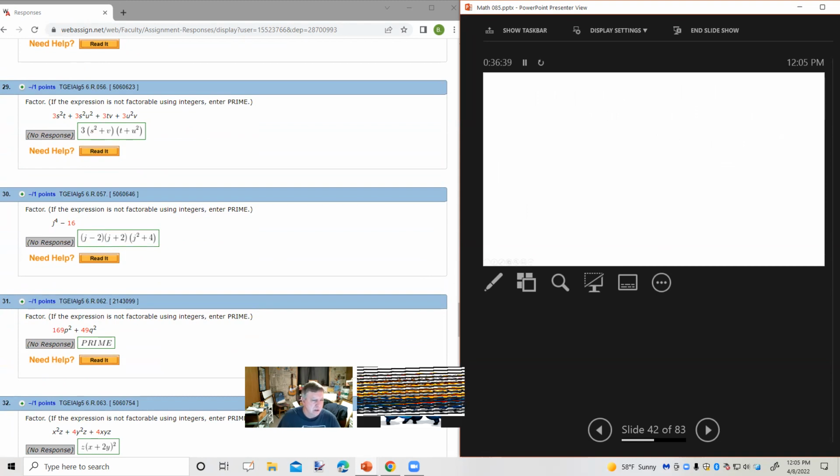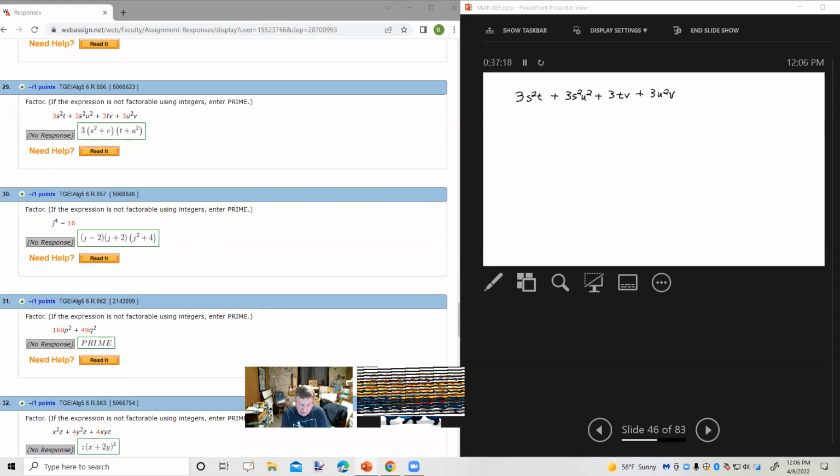Factor. If the expression is not factorable using integers, enter prime. So we've got 3s squared t plus 3s squared u squared plus 3tv plus 3u squared v. All right, there's 4 terms, so I would suspect factoring by grouping.